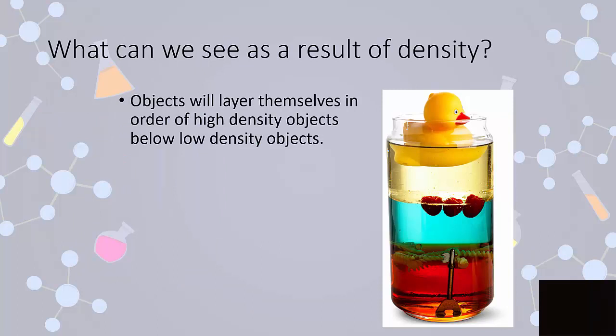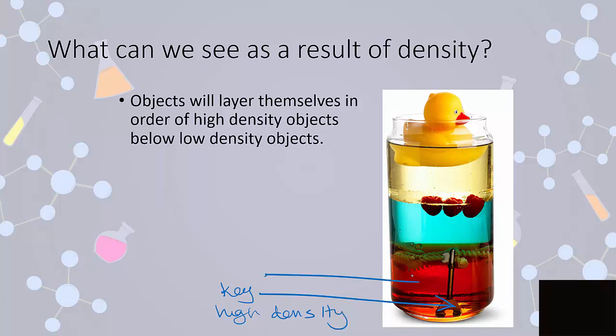Okay, what can we see as a result of density? We kind of already talked about this, but objects will layer themselves in order of high density objects below low density objects. What we see in this little density column here is that this heavy object down here, the key, has a high density, and that's why it falls to the bottom.